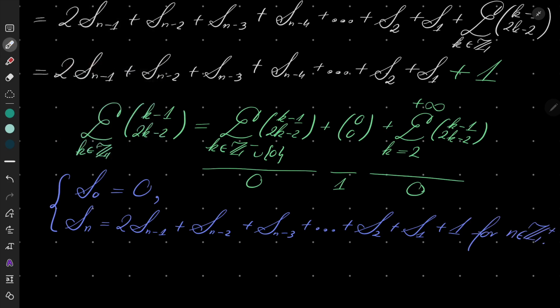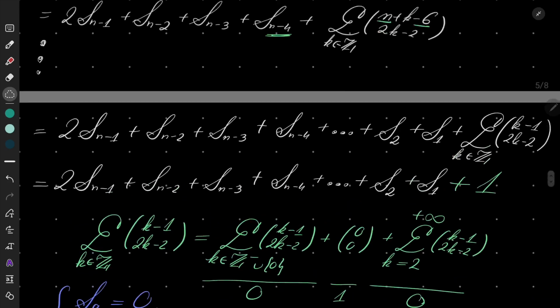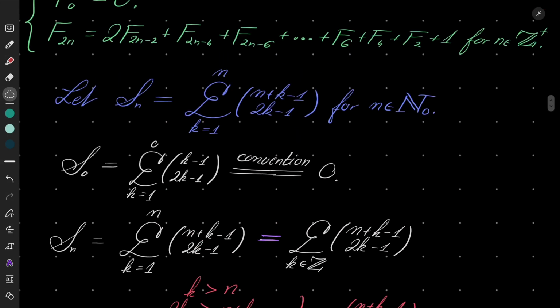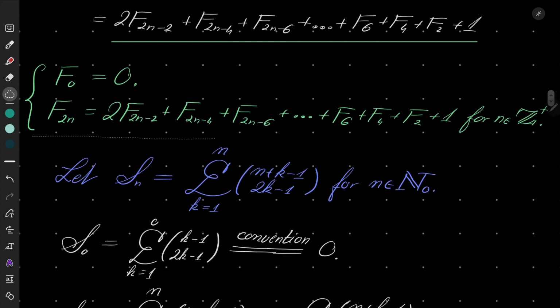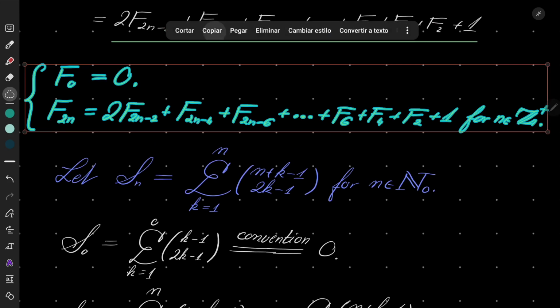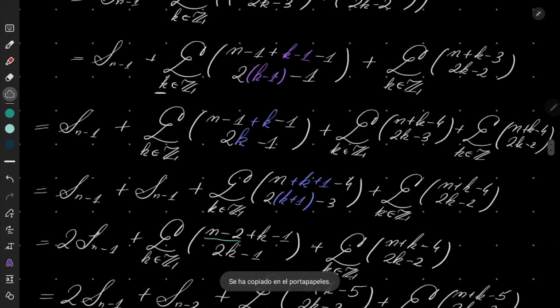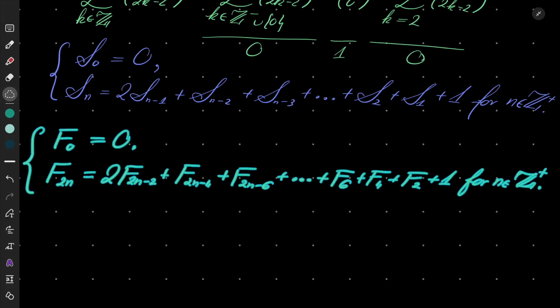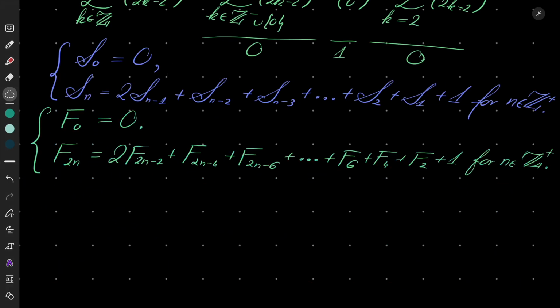Moment of truth. Now is the moment of truth. Let's take a glance at the recursion for the Fibonacci sequence with even indices. Let's copy it. Let's put it side by side. Exactly the same. Our sequence starts from 0 and the recursion is exactly the same.